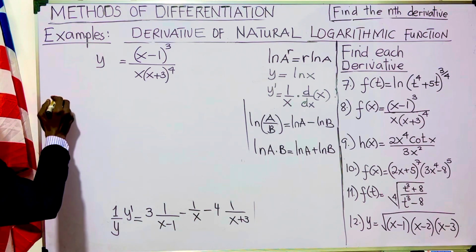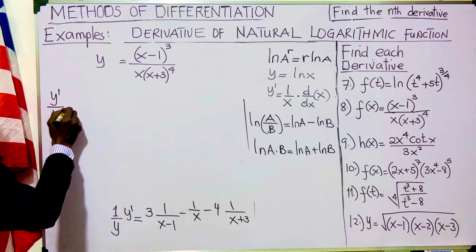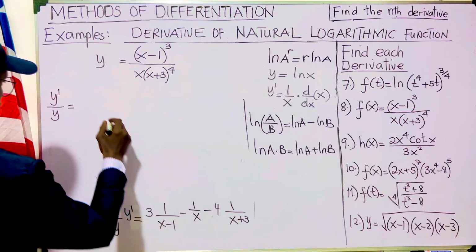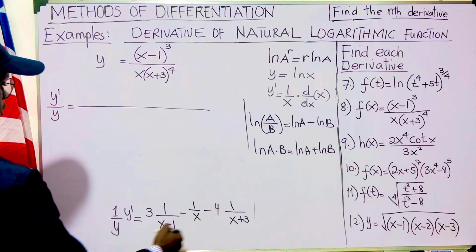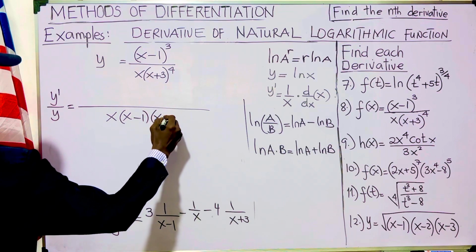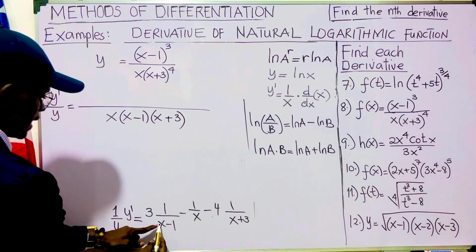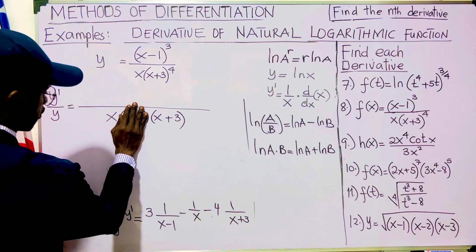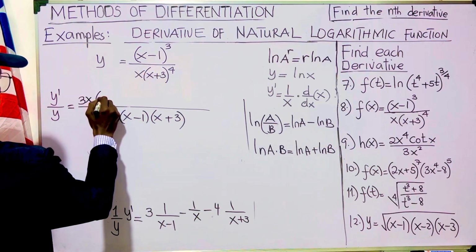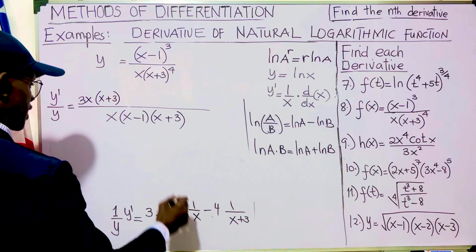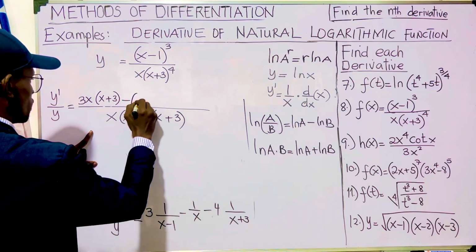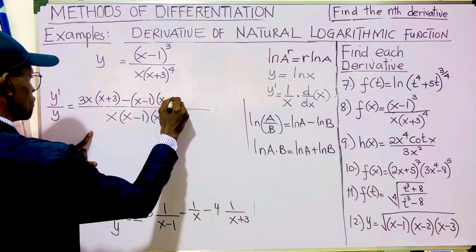So we have y prime over y equals. So we can find the LCD for all of these 3 terms. So the LCD is just the product of the 3 of them. So it's x times x minus 1 times x plus 3. So x minus 1 goes into this, x minus 1 will go out. You'll be left with x times x plus 3. So it's 3x times x plus 3, minus x goes into this, x will cancel. You're just left with this one. So it's x minus 1 times x plus 3.